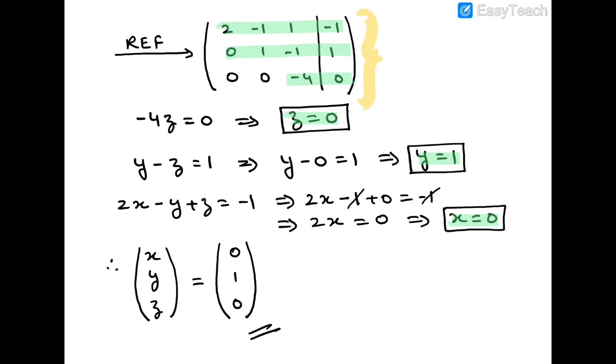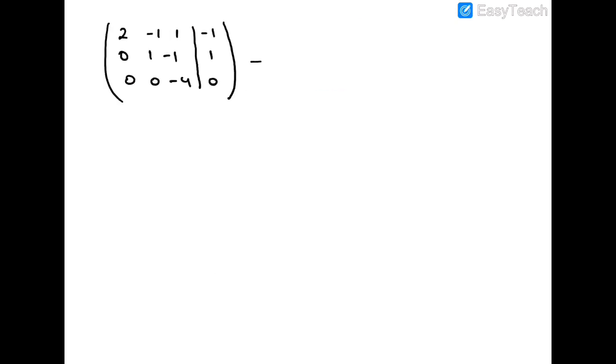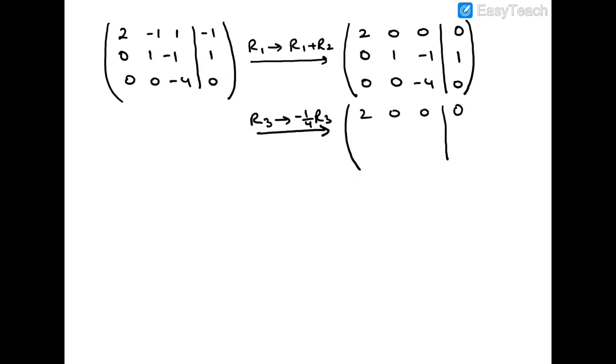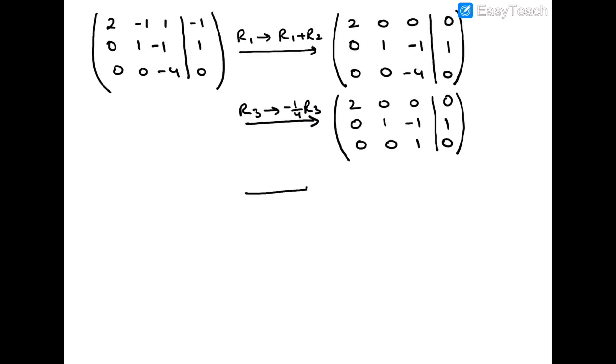Now let's try to further reduce this REF form. Then row 1 can be written as row 1 plus row 2, which will give us 2, 0, 0, 0; 0, 1, minus 1, 1; 0, 0, minus 4, 0. Now row 3 can be scaled as minus 1 by 4 R3. So we will get 2, 0, 0, 0; 0, 1, minus 1, 1; 0, 0, 1, 0. Now row 2 can be replaced as R2 plus R3, and we will get 2, 0, 0, 0; 0, 1, 0, 1; 0, 0, 1, 0.